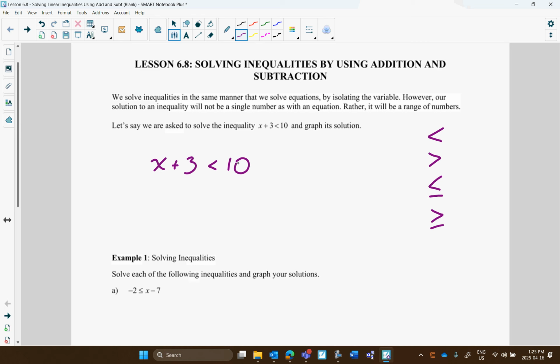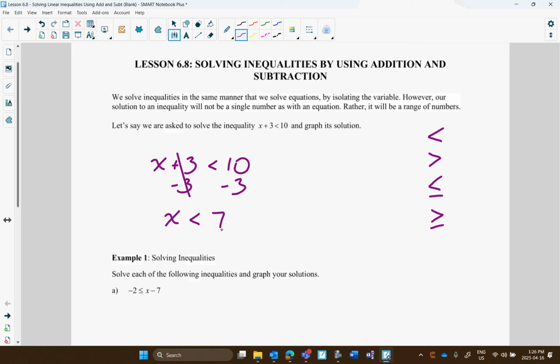Well, there's a whole bunch of them, aren't there? So how do we find them all? Well, solve it the same way you do an equation. Get x by itself. How would you get x by itself? Subtract 3 from both sides. So we're left with x less than, don't write equals because it's not an equation, 7. And we've got our answer. So what numbers add 3 will always be less than 10? Any number that's less than 7.